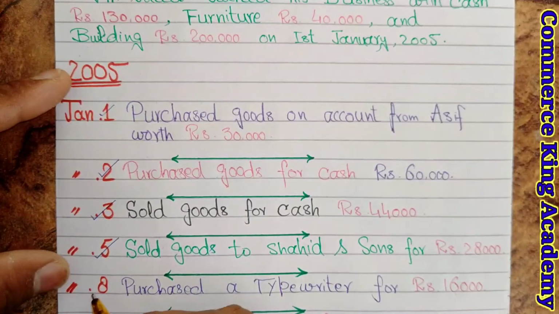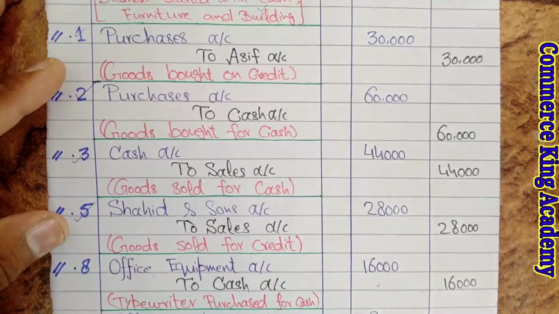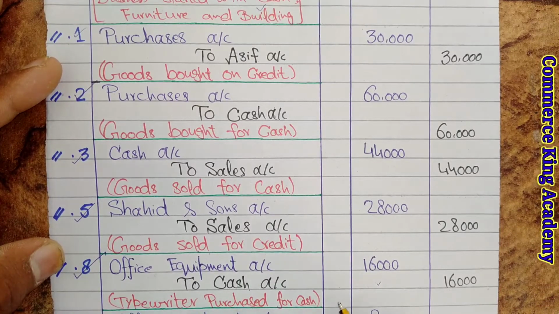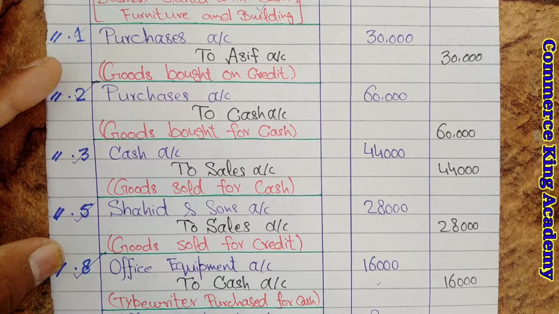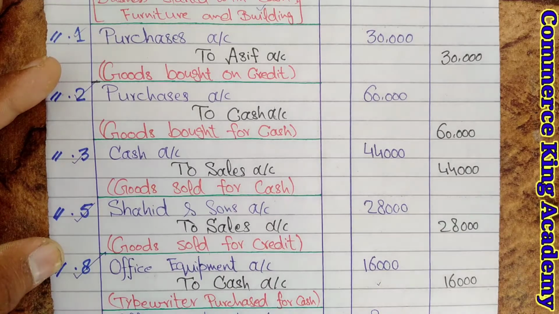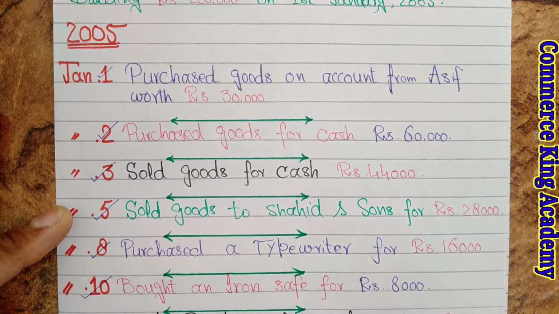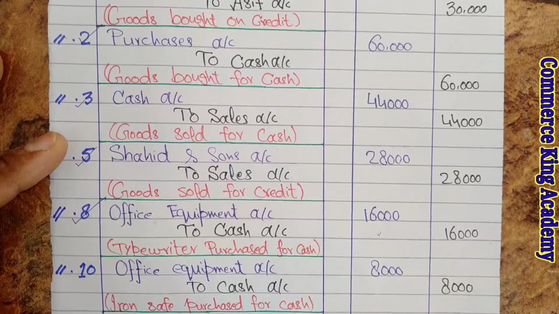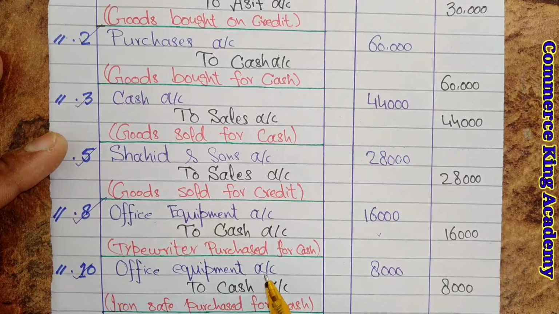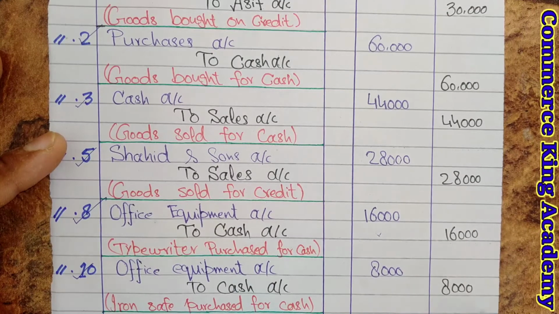The next transaction held on Jan 8th is purchased a typewriter for 16,000 rupees. So the journal entry will be office equipment account debit to cash account credit, because the typewriter was purchased for cash. We gave the name typewriter in the category of office equipment, with amounts 16,000 debit and 16,000 credit. The next transaction held on 10th Jan is bought an iron safe for rupees 8,000. Same as above, the iron safe falls into the category of office equipment. So 10th Jan, office equipment account debit to cash account credit, with details iron safe purchased for cash, 8,000 rupees debit and 8,000 credit.